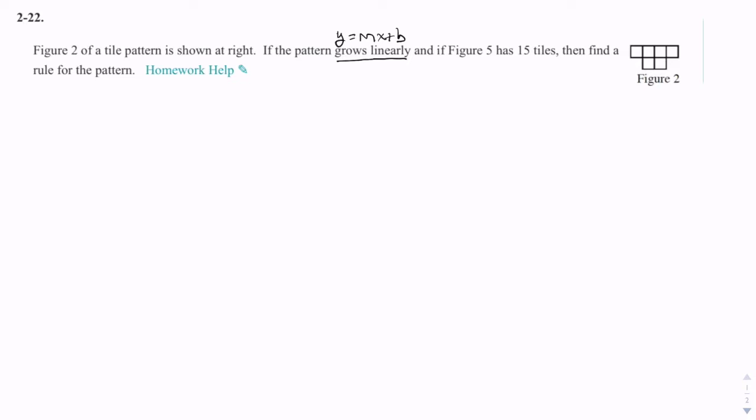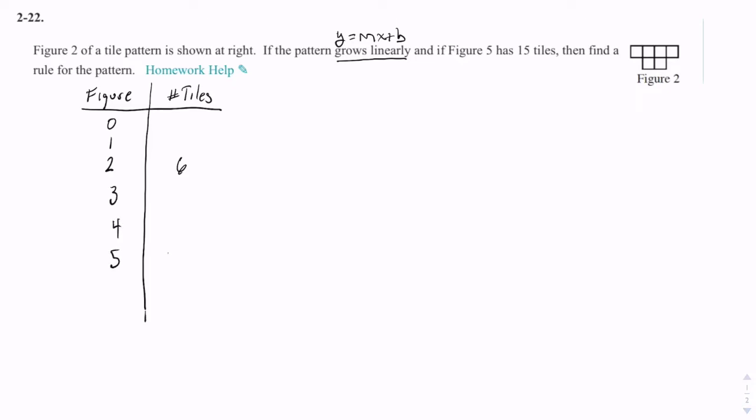So if I made a table, right, figure and number of tiles, they don't give us 0, they don't give us 1, but they do give us 2. And figure 2, if I count them, has 6 tiles, right? And they tell us that figure 5 has 15 tiles. So 3, 4, 5 has 15 tiles, right? Okay, so here's our table.